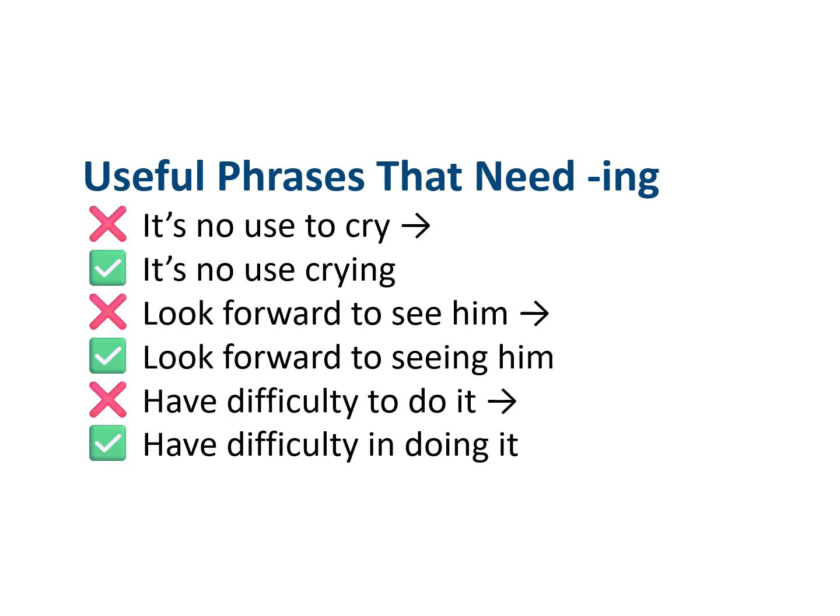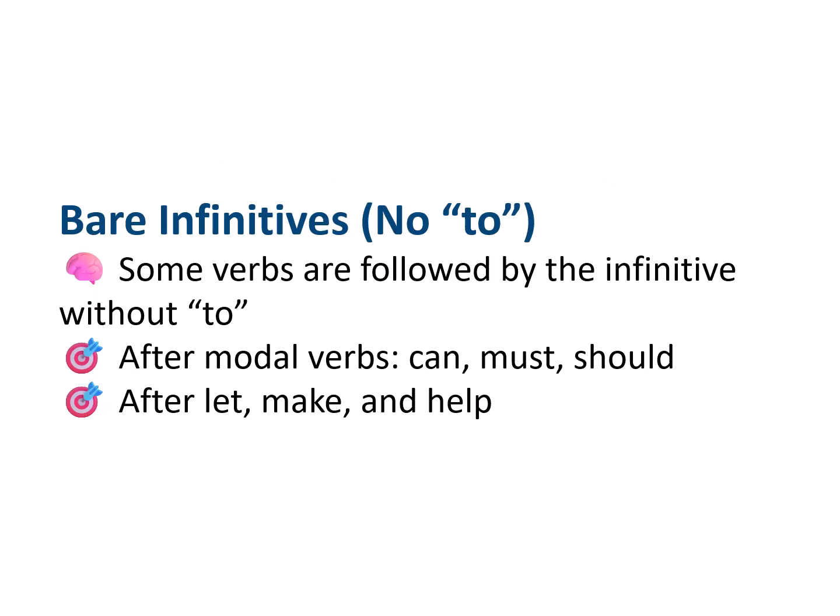Some expressions like it's no use, look forward to, or have difficulty in are followed by a gerund. Learn these patterns and you'll sound more fluent. Now let's talk about bare infinitives, infinitives used without to. They often come after modal verbs like can, should, or must, and also after verbs like let and make.